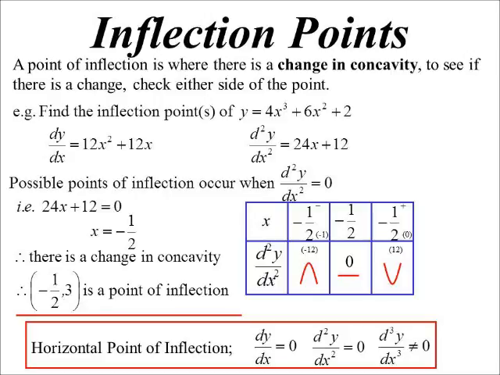First derivative equals 0, second derivative equals 0, third derivative does not equal 0. Third derivative? Where did this come in? Now I'm going to let you in on a little secret. But think about it logically.